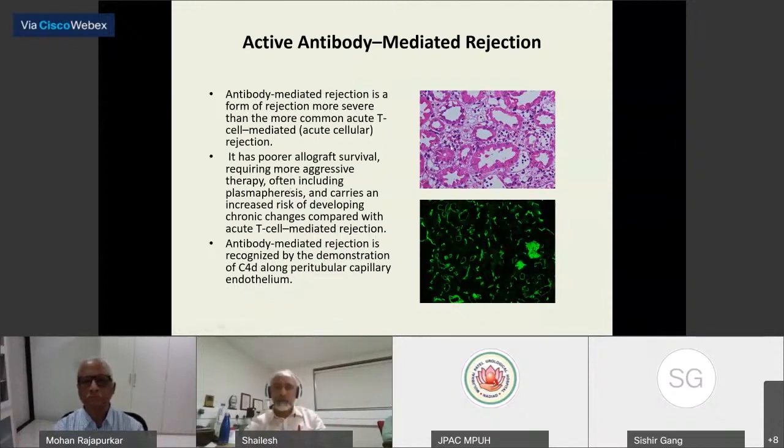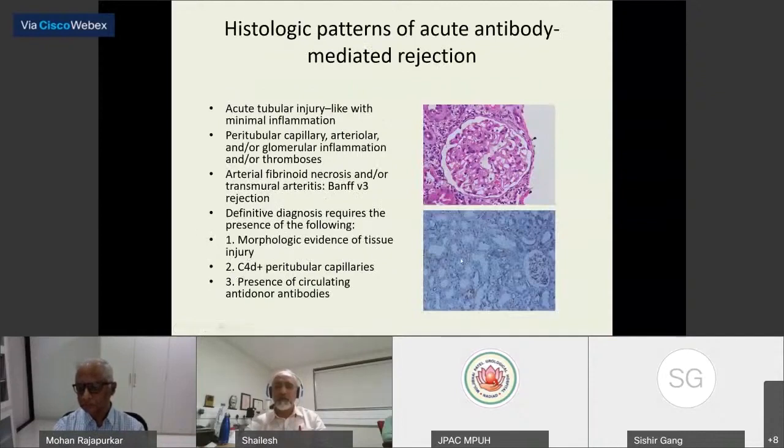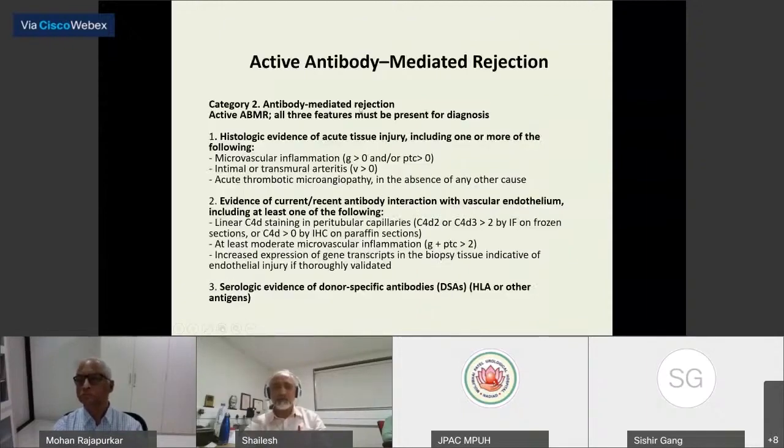Whereas in active antibody-mediated rejection, it usually appears in the first month of the transplant. Here we can see microvascular injury in the form of glomerulitis as well as capillaritis, and there is deposition of C4d along the peritubular capillaries, which can be demonstrated by either immunofluorescence staining or IHC staining. And here we can see an inflammatory picture of glomerulitis. There is a second category, the active antibody-mediated rejection, which requires microvascular inflammation, intimal or transmural arteritis, or acute thrombotic microangiopathy.